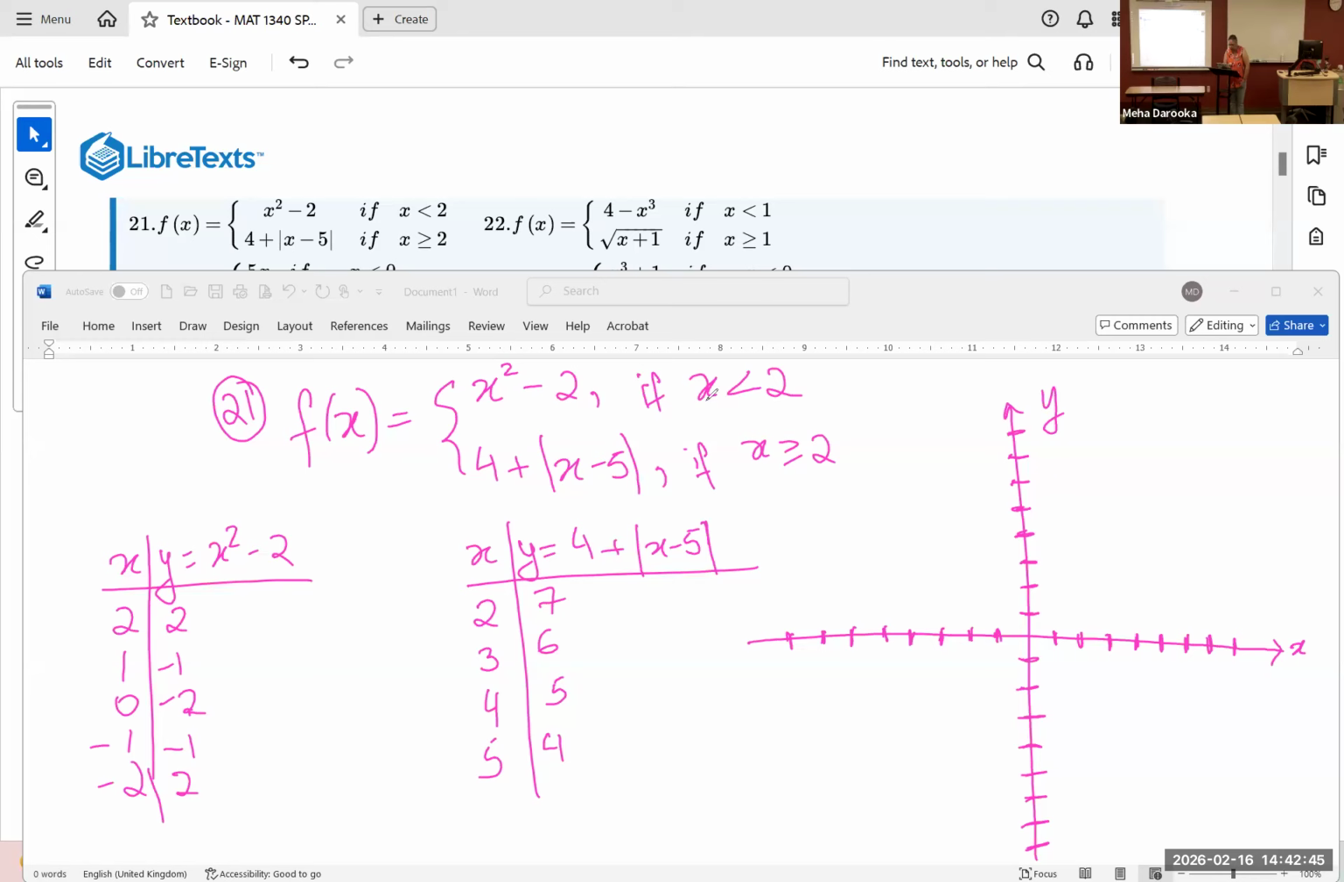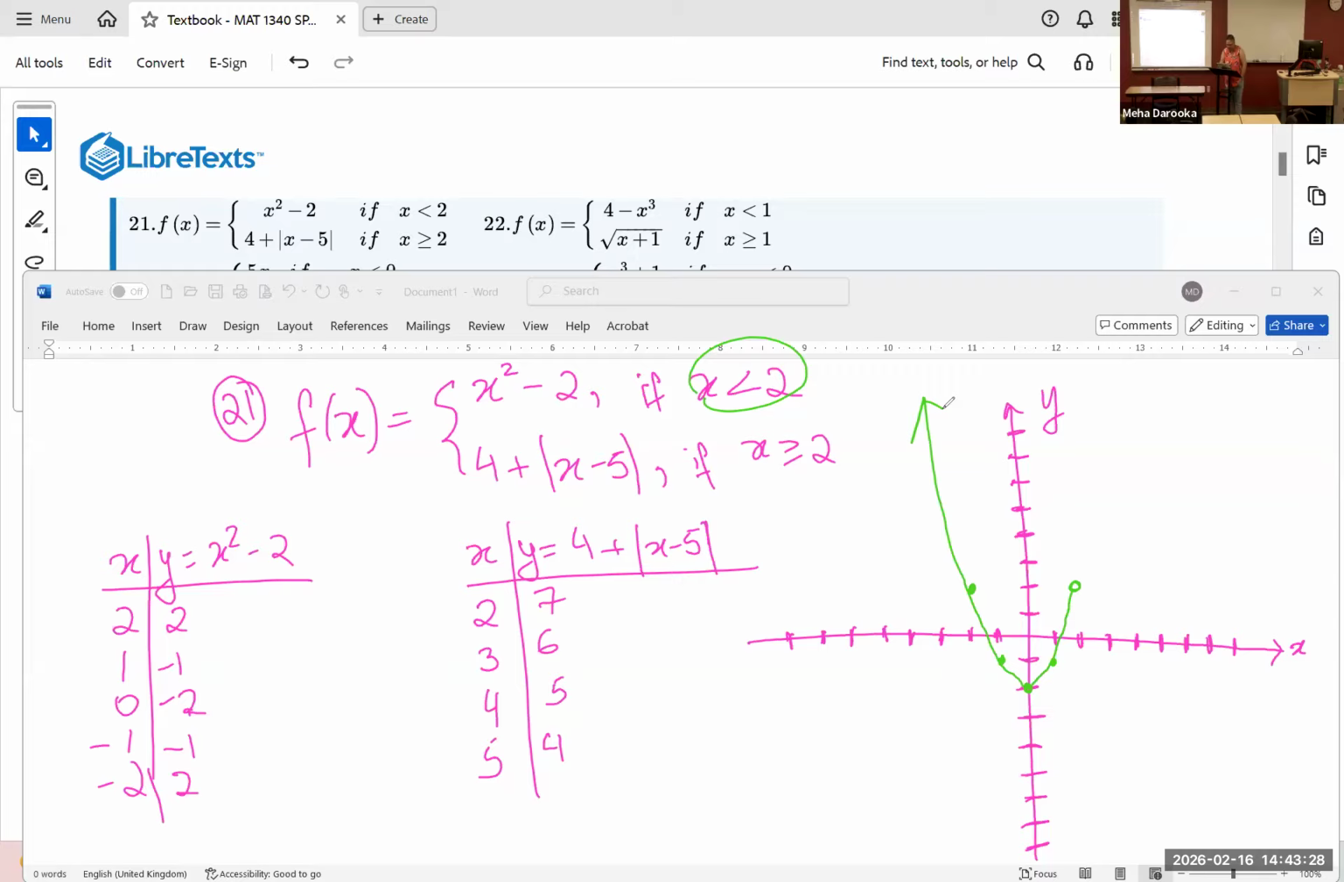So remember, you were not including 2 in that first piece of your function, but we wanted to know again, would the graphs be touching each other or not, the 2 pieces. So for that, we got 2 and 2. So remember, this is where you would have the open circle because 2 was not included in the domain of the first piece. Then at 1, we were at -1, at 0, we were at -2, at -1, we were at -1, at -2, we were at +2. So you can see that's that parabola I was talking about. So this is kind of what you would get from that first piece of the function.